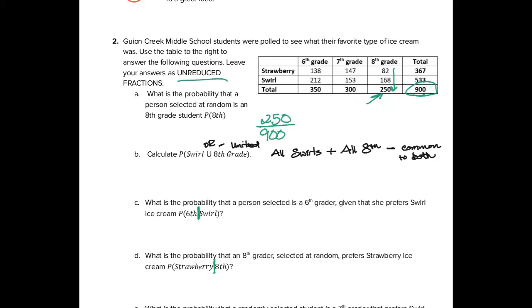So swirls, you go to the total. So that would be 533. Plus, we go to all the 8th graders, 250. Okay, here's the swirls, here's the 250. Where they intersect, right here, which I've crossed out.